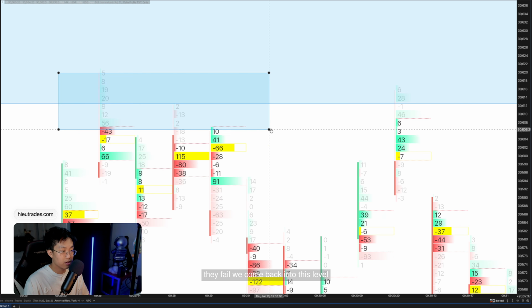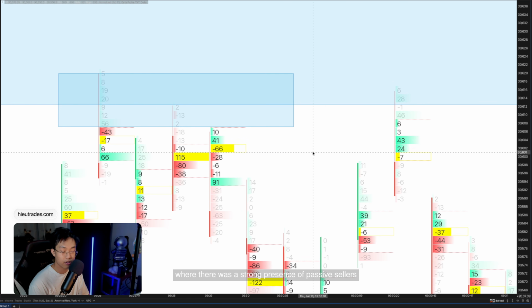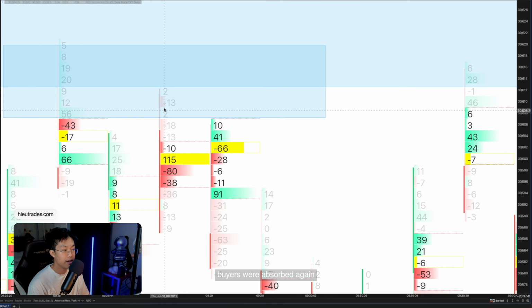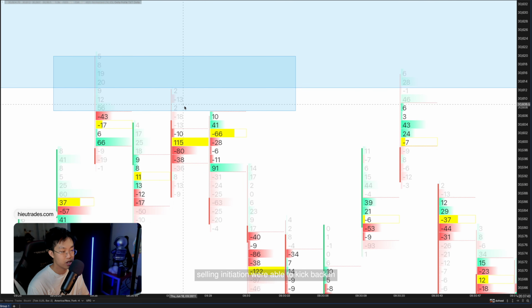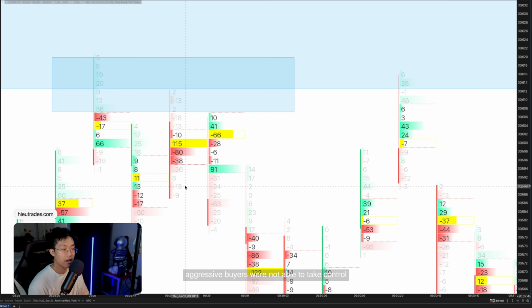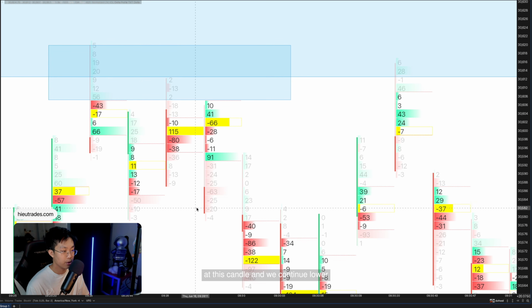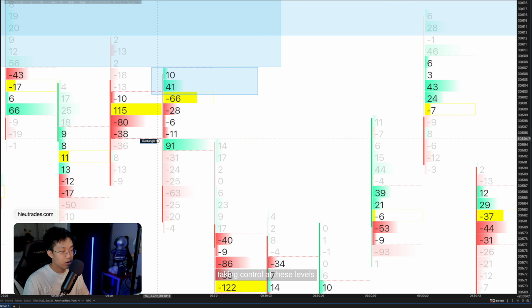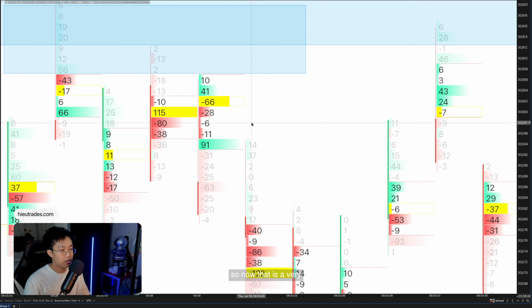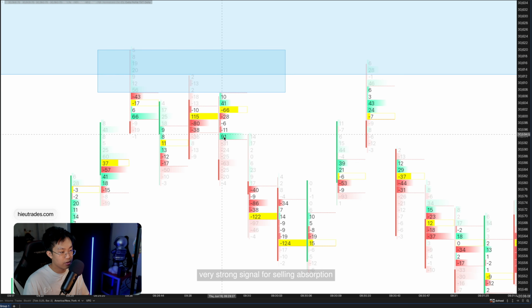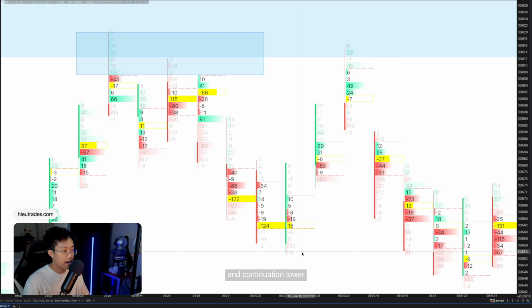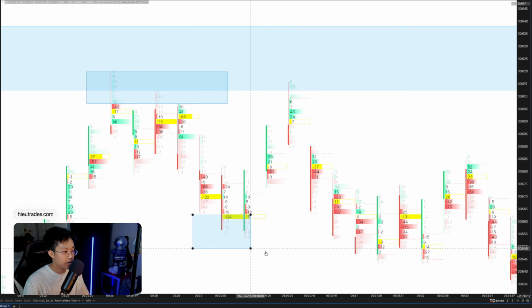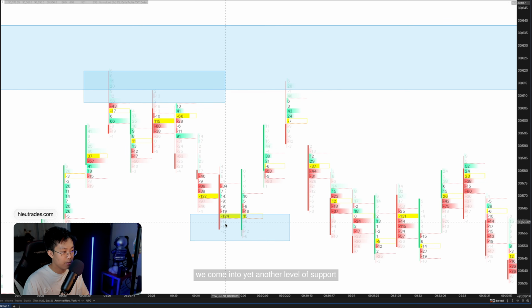We come back into this level where there was a strong presence of passive sellers. Buyers were absorbed again. Selling initiation was able to kick back in. Aggressive buyers were not able to take control at this candle, and we continue lower. The next candle, aggressive buyers are present again, taking control at these levels, but failing to take price higher. So now that is a very, very strong signal for selling absorption and continuation lower. We come into yet another level of support.